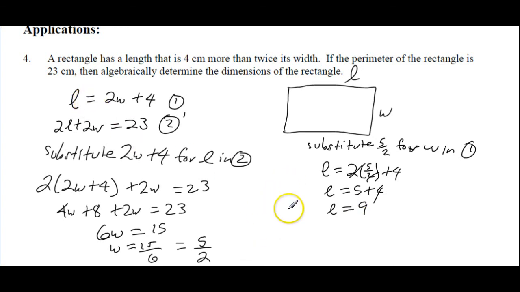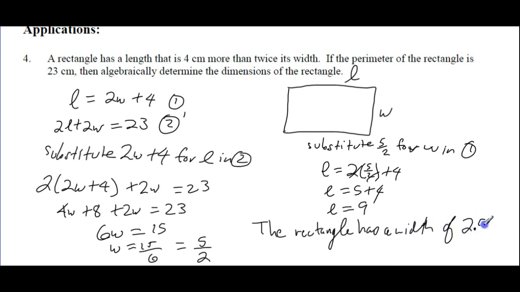So what I do when I check back is I go back into the original wording and just read this. I don't look at my equations. And then we write a sentence. The rectangle has a width of 2.5 centimeters and a length of 9 centimeters. Right? Now, if this had been like 2/3, I wouldn't say 0.67, or I wouldn't round this. I would leave this as 2/3 of a centimeter.